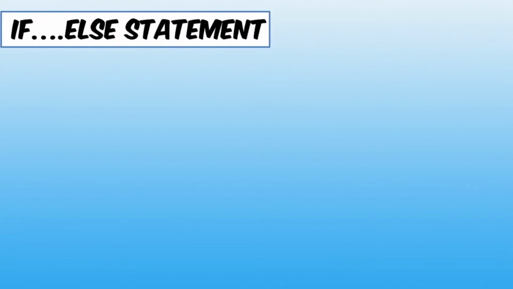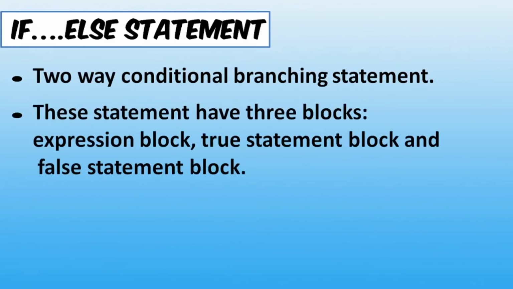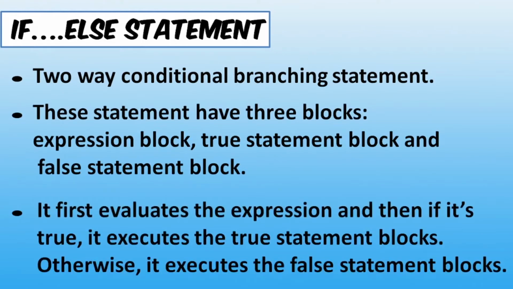So what is the if-else statement then? In my previous video I talked about the if statement, which is also known as a single-way conditional branching statement. Similarly, this if-else statement is known as a two-way conditional branching statement. These statements have three blocks: the expression block, the true statement block and the false statement block. It will first evaluate the expression, and if it's true, it will execute the true statement block. Otherwise, it will execute the false statement block.